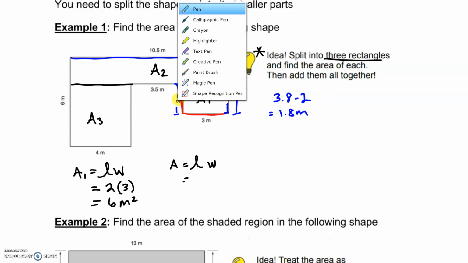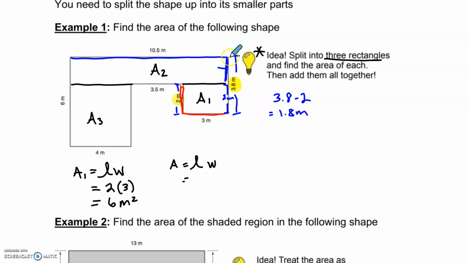All right, let's go ahead and write that on. So we'll write in 1.8, and now I'm ready to do my calculation. We have length is 10.5 times 1.8. I'll put that in my calculator. So 10.5 times 1.8, and I get 18.9. And that would be meters squared.